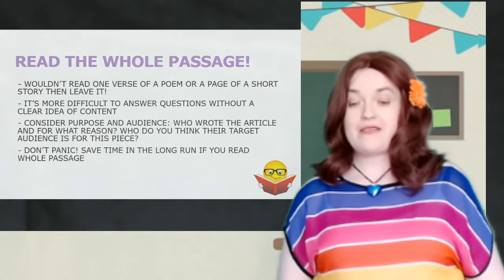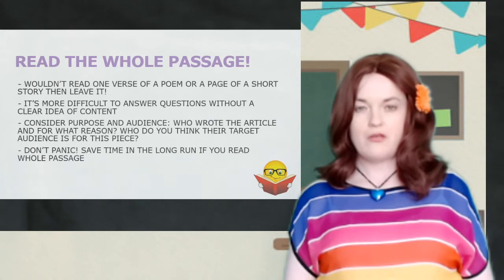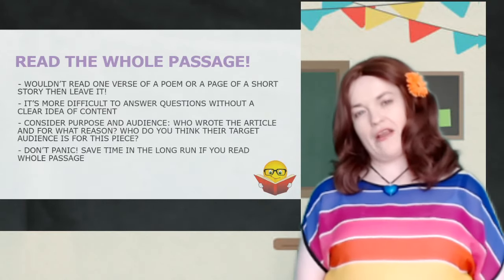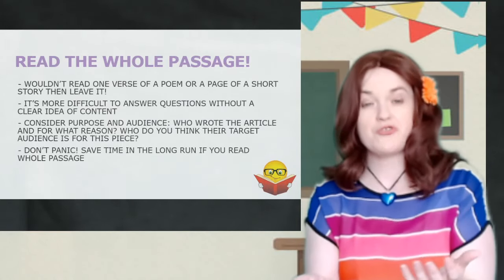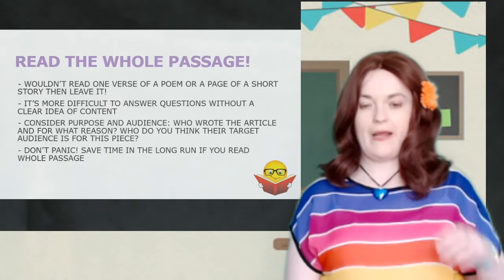Right, so another thing to consider is purpose and audience. Who wrote the article? Where's it from? Why do you think they wrote it? Why did they sit down and write that? What are they trying to persuade you to agree with, or what are the main points that they're making?